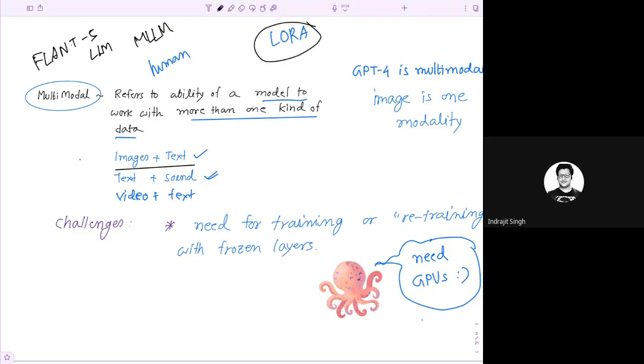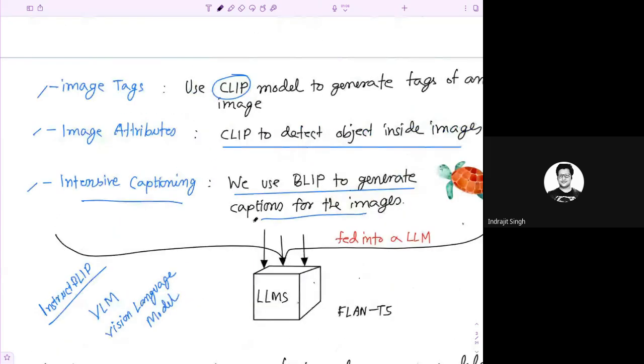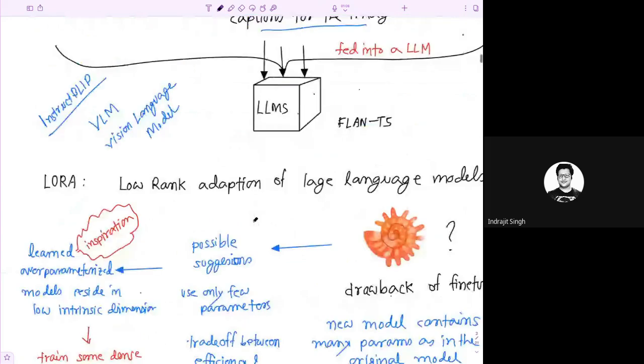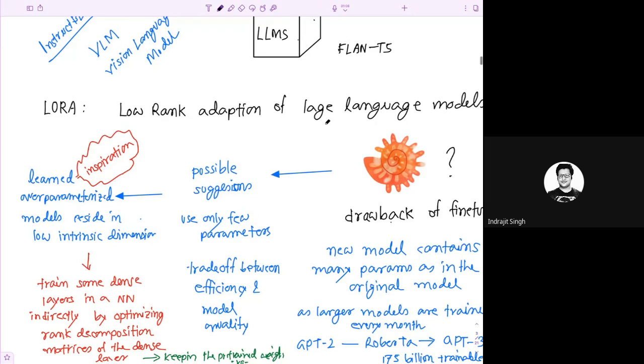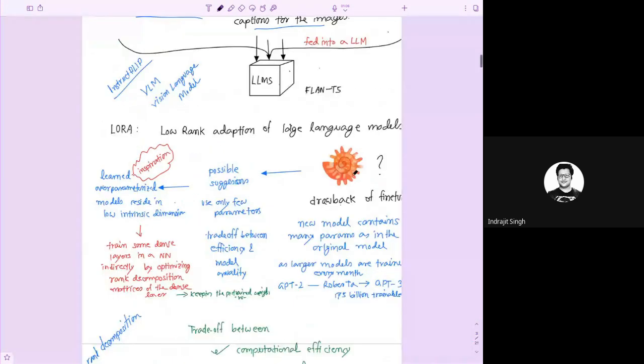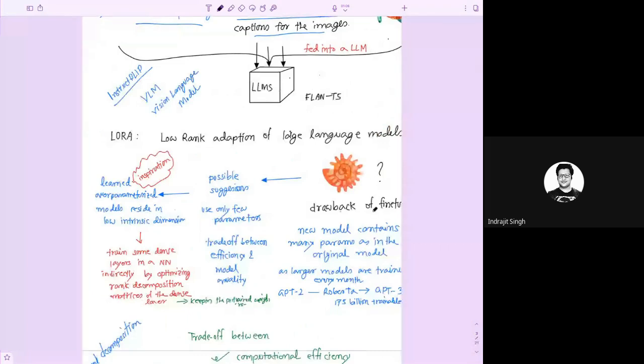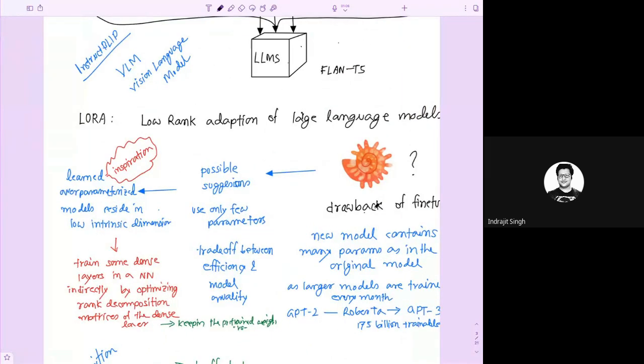So that's where LoRA came into the picture. I talked about how you do this fine tuning for the language model, basically to prepare it to be multimodal. LoRA is low rank adaptation of large language models. First let's look at the drawback of fine tuning. The new model contains as many parameters as the original model. If I have a model that is trained with 1 billion parameters, you are basically fine tuning 1 billion parameters in a normal scenario.